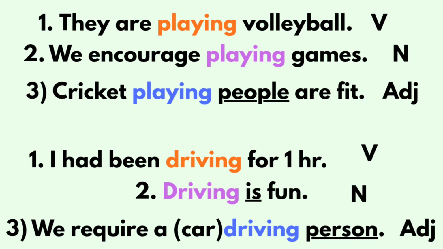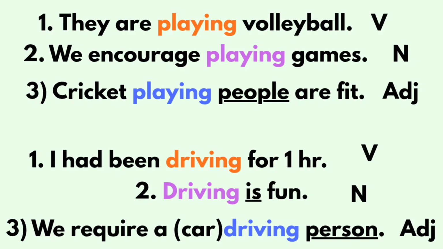Another 2 examples. They are playing volleyball. So this sentence is in continuous tense and playing is the verb. We encourage playing games. Here in the second sentence, playing is the noun and it is in object position. If an ing word comes at the beginning, we consider it the subject of the sentence. If it is used in the middle or at the end, we consider it the object of the sentence.